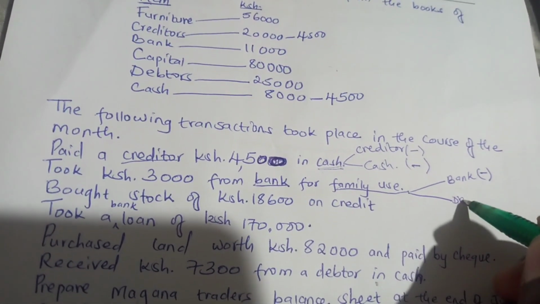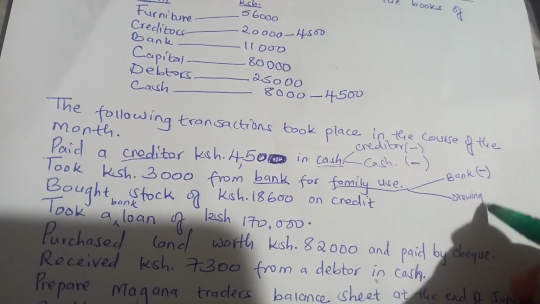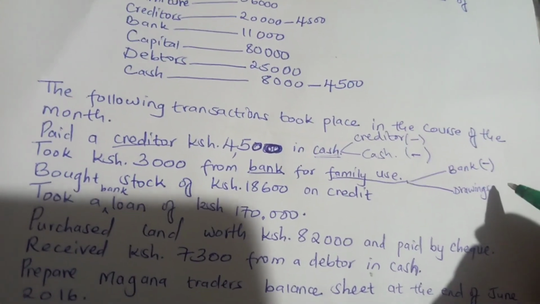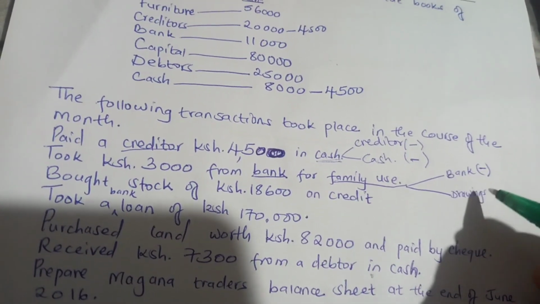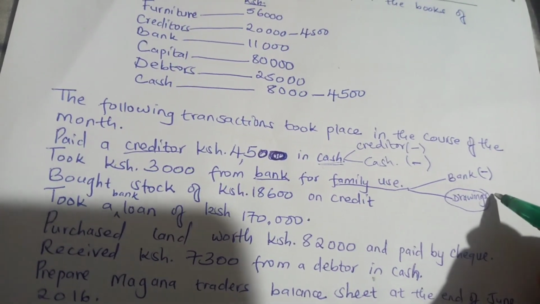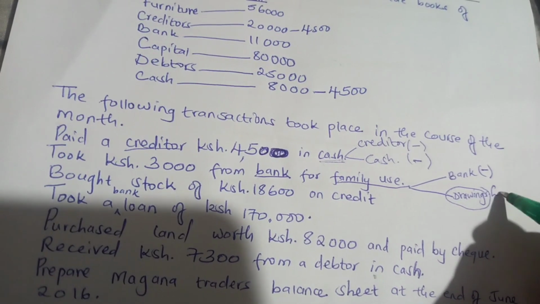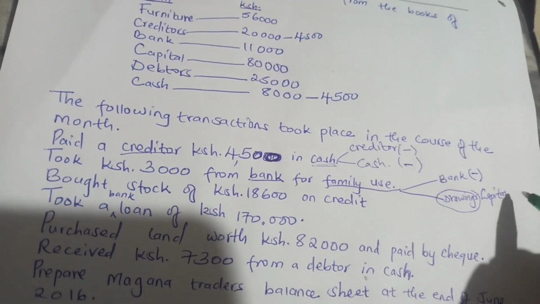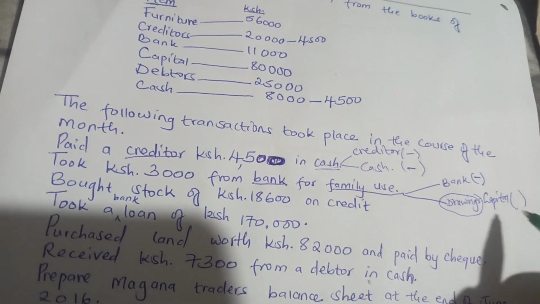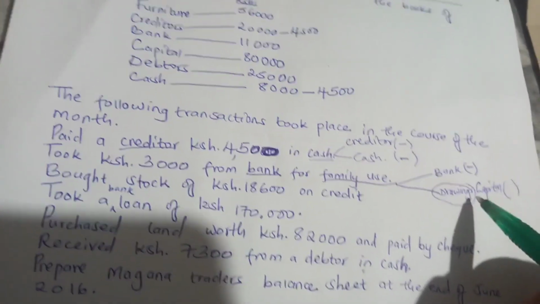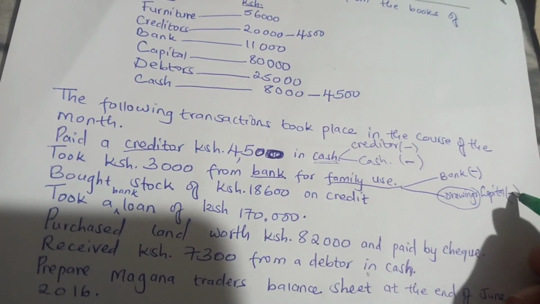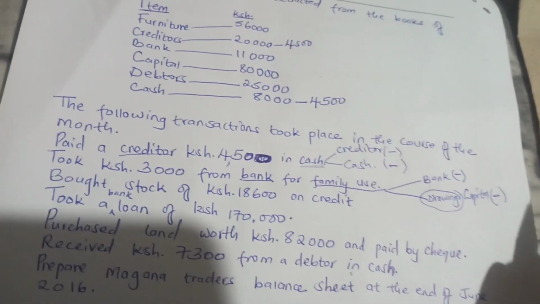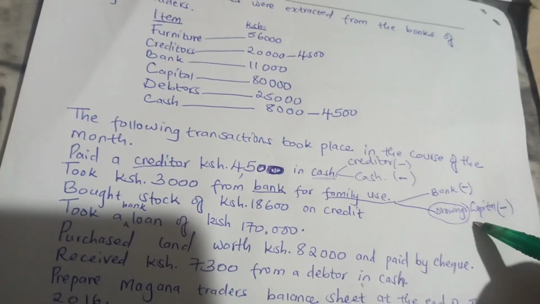Those are drawings. And now, if you remember very well, when you're being introduced to accounting, you're told that drawings always affect the capital account. And how do they affect the capital account? Drawings reduce the capital of the business.